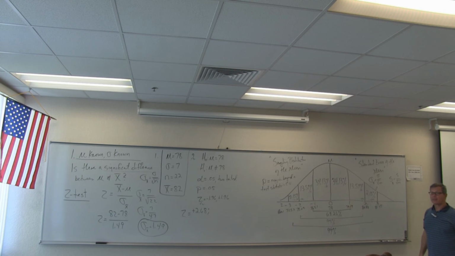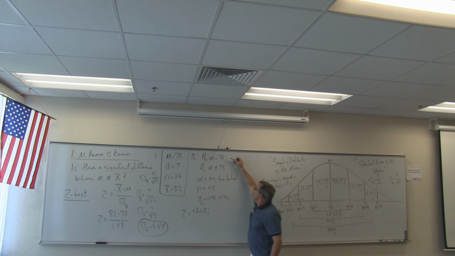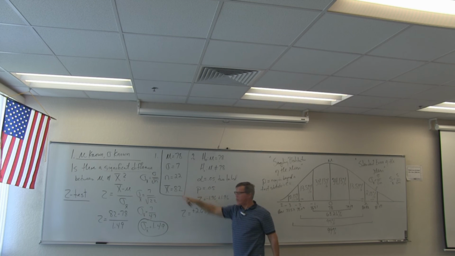The null says the mean equals 78. We rejected this statement, thereby accepting this statement, which states that mu is something other than 78. In fact, we might have a new population mean. What might that new population mean be? It might be 82, it might not be 82, but it's certainly not 78.